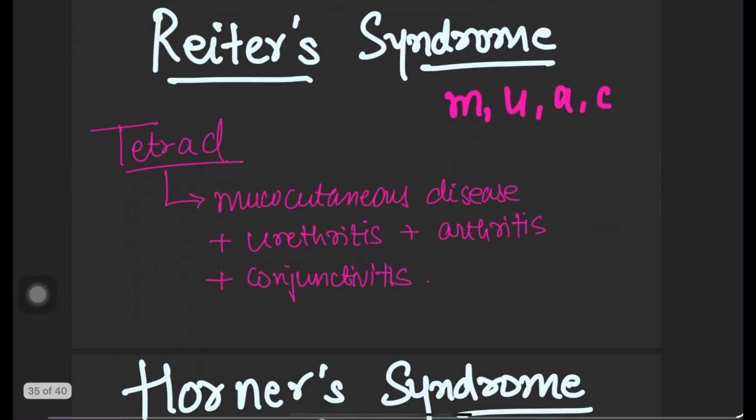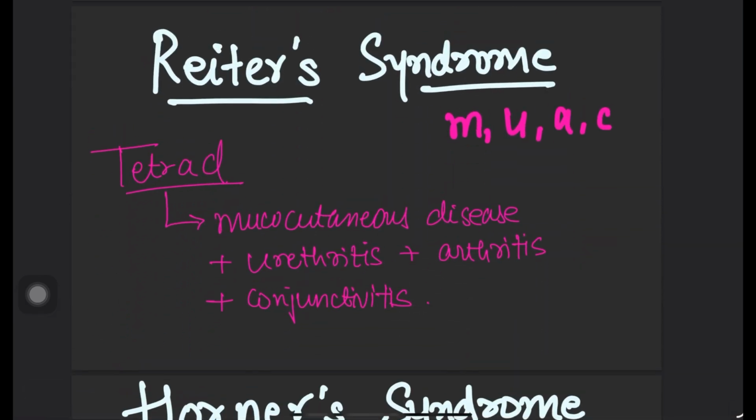Next comes the Reiter syndrome. So Reiter syndrome, the easy way to remember is MUAC. That is mucocutaneous disease, urethritis, arthritis, and conjunctivitis. It has a tetrad, which is Reiter's syndrome.